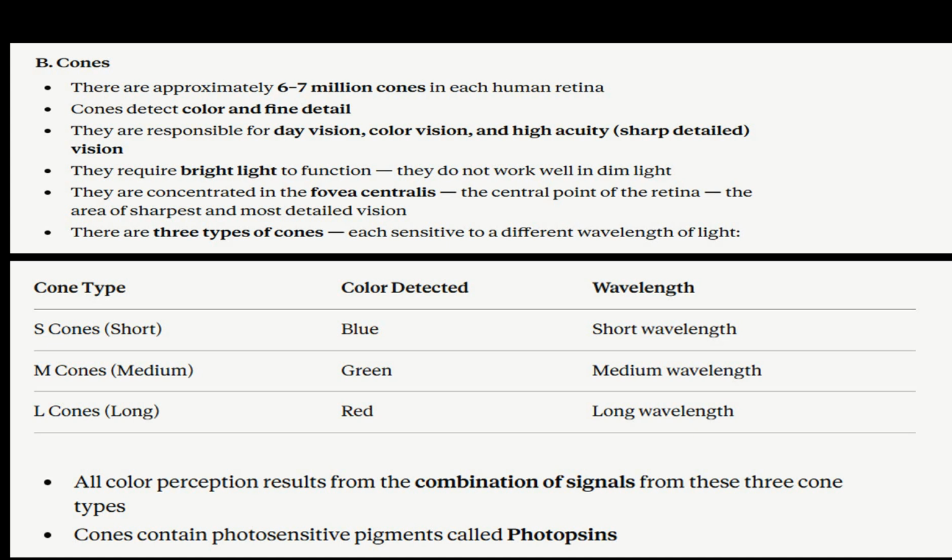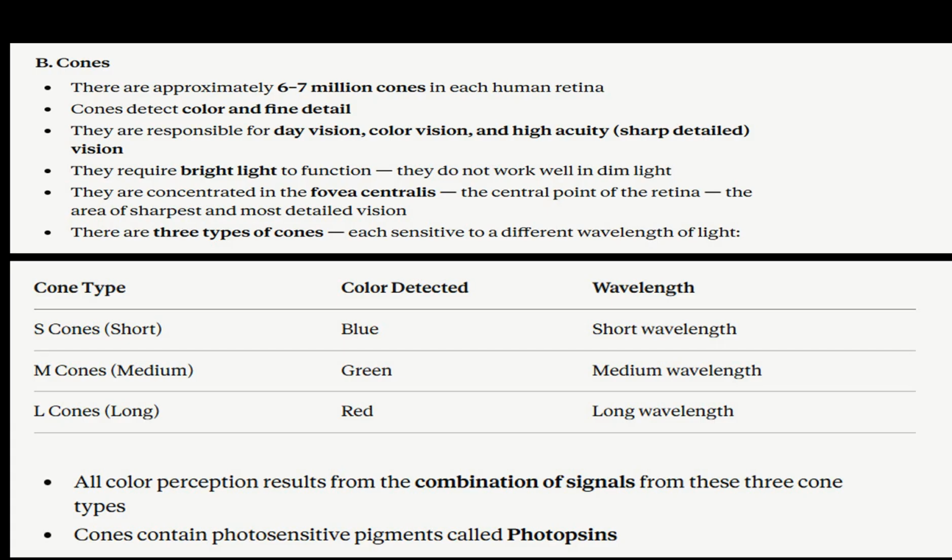So basically it detects the color, whereas on the other side, rods do not detect the color, but in the case of cones it detects the color. And as per the description, there are approximately 6 to 7 million cones in each human retina. So we can say they are responsible for day vision, color vision and high acuity. They require bright light to function. They do not work well in dim light.